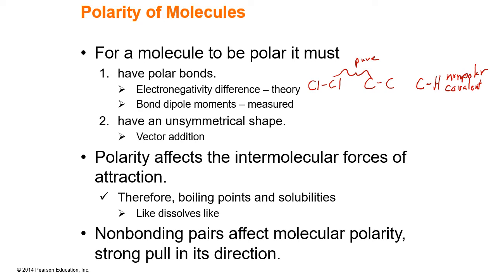The piece of information that I find the most helpful to determine if a bond is polar or not is if it is an unsymmetrical shape. So if it's unsymmetrical, then it will be polar. If it is symmetrical, it will be nonpolar. So just a couple of examples.